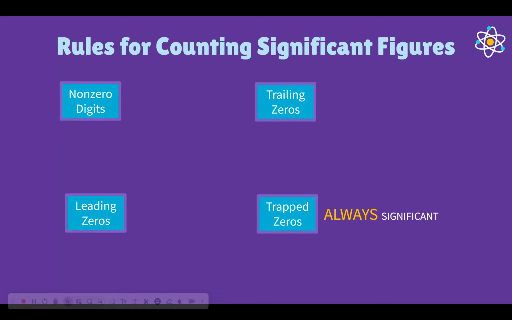First, we're going to talk about trapped zeros. Trapped zeros are zeros that are in between 2 non-zero numbers, and trapped zeros are always significant. I've got a couple of examples here. 2,501: that 0 is between the 5 and the 1, so it counts as significant. So that number has 4 sig figs. 25.001: again, those zeros are between two non-zero numbers, even though there are 2 of them. So those 2 zeros count as significant, so that number has 5 sig figs.